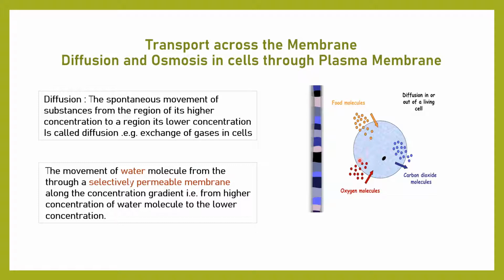Now let's discuss osmosis. Osmosis is also a movement of water molecules from the higher concentration to the lower concentration, but this takes place through a selectively permeable membrane. So osmosis is the movement of water molecules through a selectively permeable membrane along the concentration gradient, that is from the higher concentration of water molecules to the lower concentration of water molecules. Now let's discuss this more.